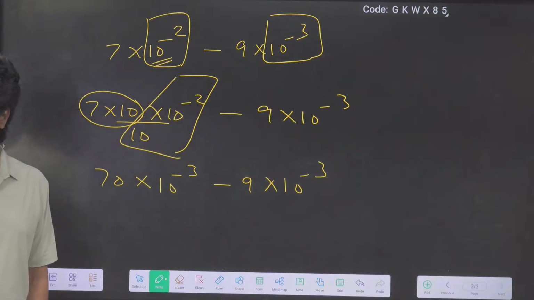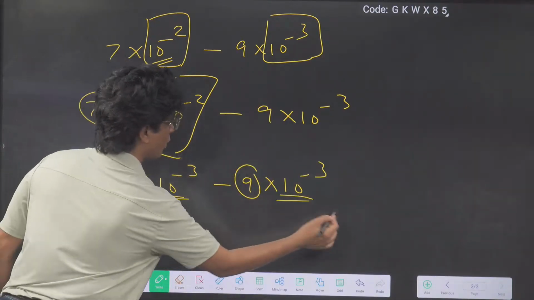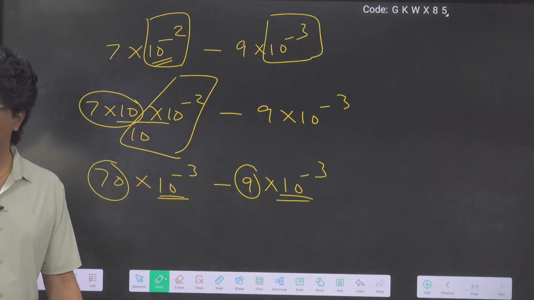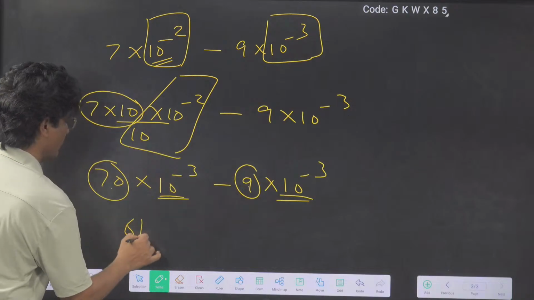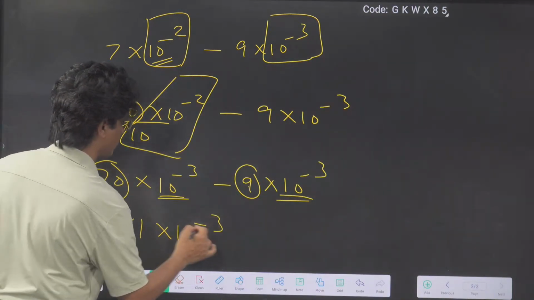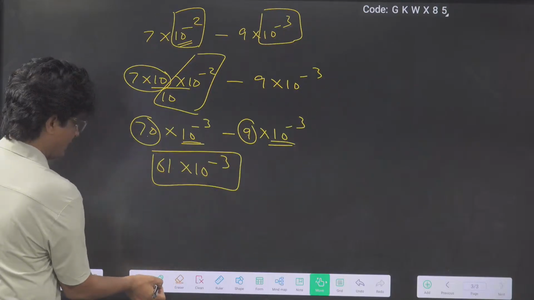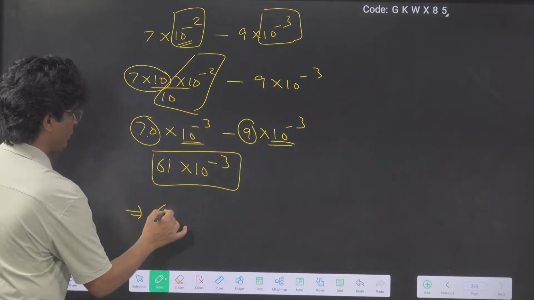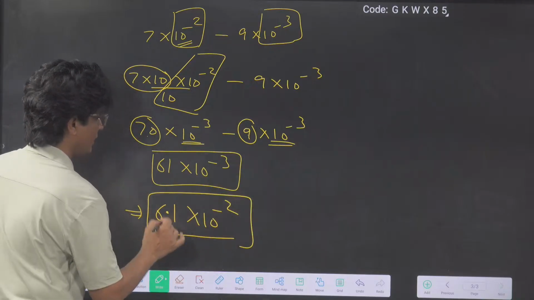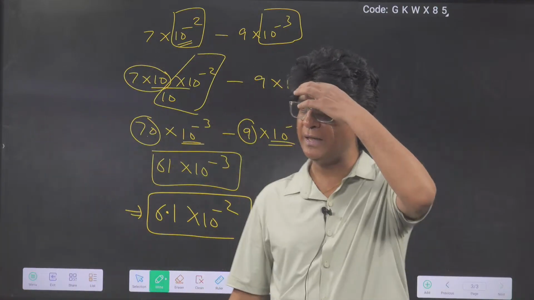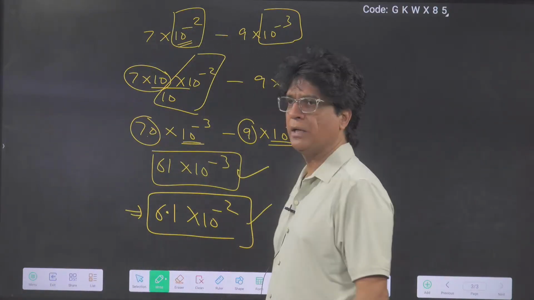Yes or no? So 70 minus 9, because 10 to the power minus 3 is common. Once the power is common, you can be like at home. So 70 minus 9 will be 61 into 10 to power of minus 3. Right? And to simplify that, we can write this in scientific notation as what? 6.1 into 10 to the power minus 2. Are you getting that? And I believe those who are getting this or this, either one of them is correct.